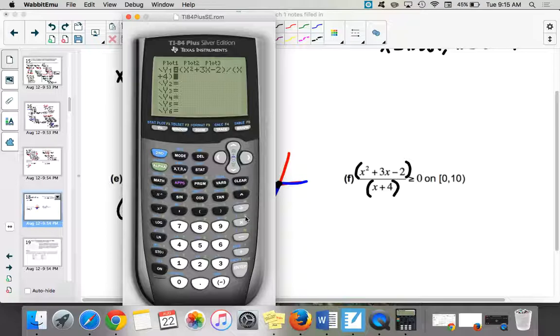So we hit graph. We get something that has a slant asymptote, because it's 1 degree higher on top than bottom. So we have this weird graph. And we're finding when it's greater than or equal to 0. So we want to find these 2 points.